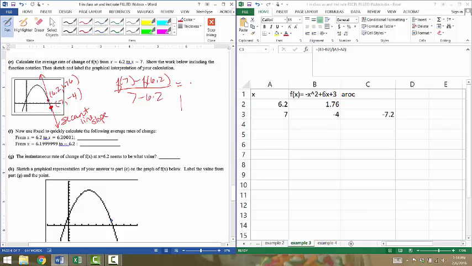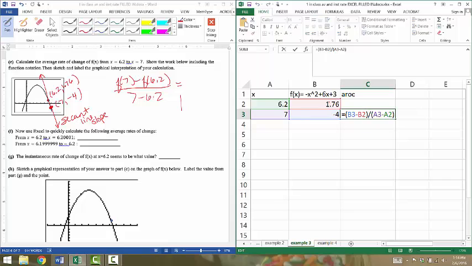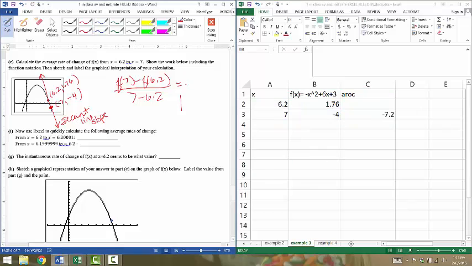We can pop that in Excel in one calculation. I do y2 minus y1 in parentheses divided by x2 minus x1 in parentheses. So it comes out to negative 7.2. So the slope of the secant line is negative 7.2. On average, the function's going over 1, down 7.2 between those 2 points.